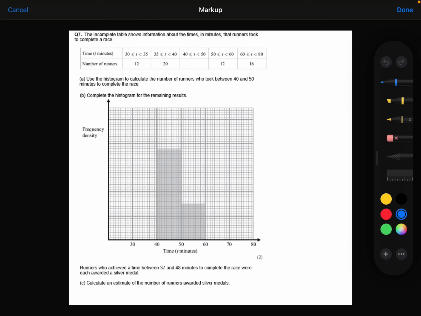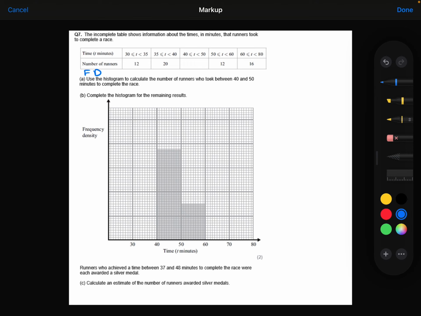The incomplete table shows information about the times in minutes that runners took to complete a race. We need to use the information to help us to complete the histogram, and we need to use the histogram to help us to complete the table of information. So, as always with these questions, really important we work out the frequency density first.